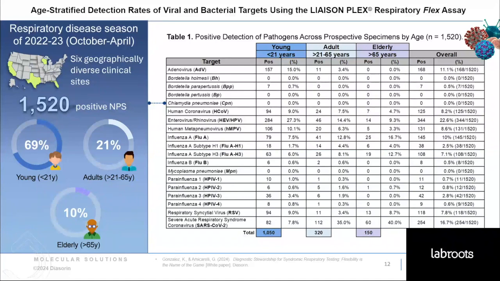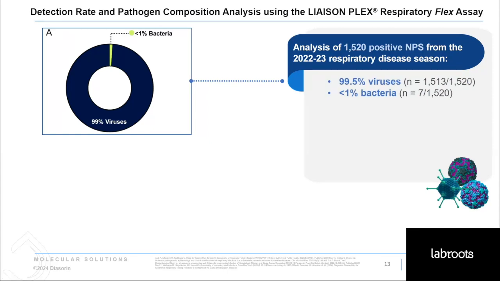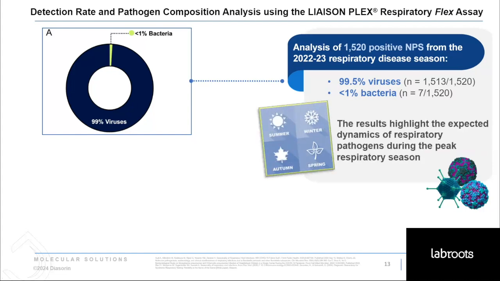So one of the first things we wanted to determine was the pathogen composition of the overall detection rates of these samples. When we did that analysis, what we found is that 99.5% were viruses, while less than 1% were bacteria. And the results highlight the expected circulation of these pathogens, where viral infections typically occur during the fall and winter, while bacterial infections are less common.